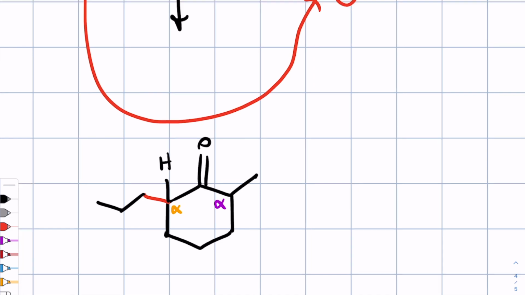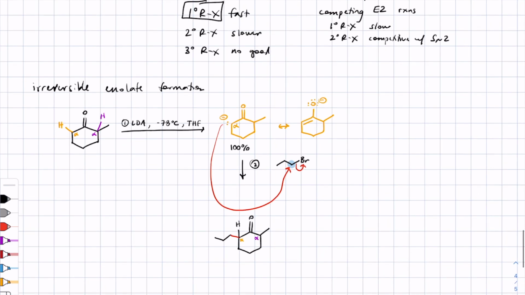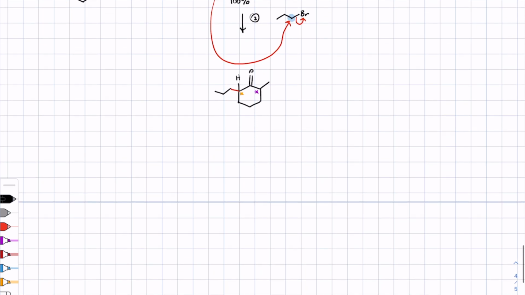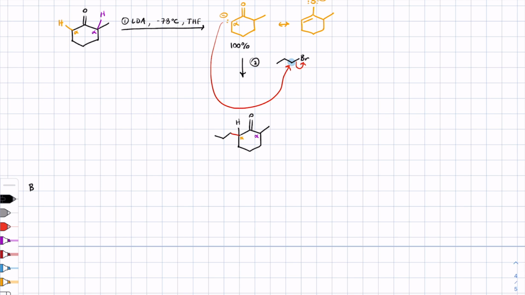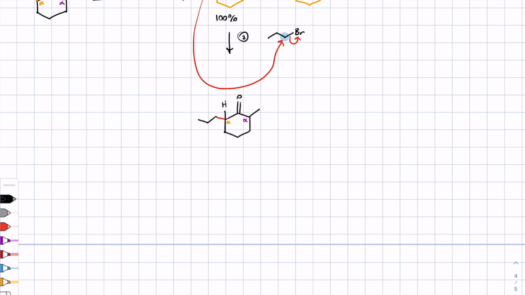Good. All right. So that is a clean way to make the product where you put the alkyl group on the less substituted carbon. Now let's think about another option. What if we wanted to get this other one as the product?